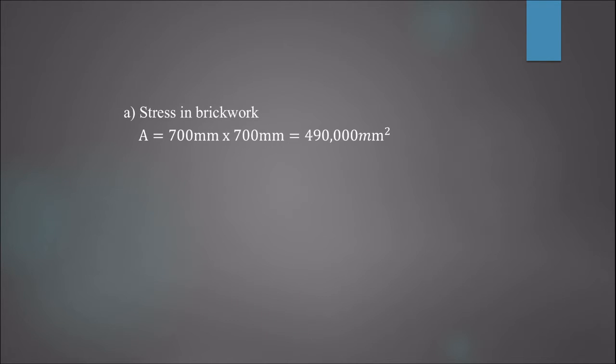Why? Because of 0.7 meter. So you kena convert dia jadi millimeter. So what you need to do, you kena darab dengan 1000. Okay, so dia akan jadi millimeter sebab 1 meter equal to 100 centimeter. Okay, and 1 centimeter is equal to 10 millimeter.